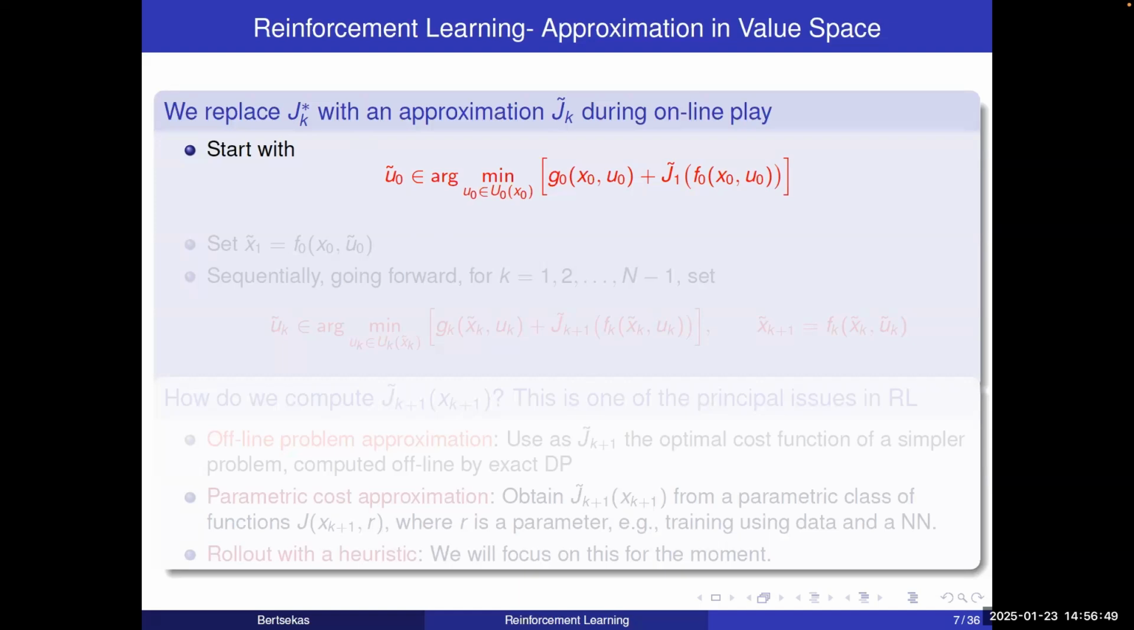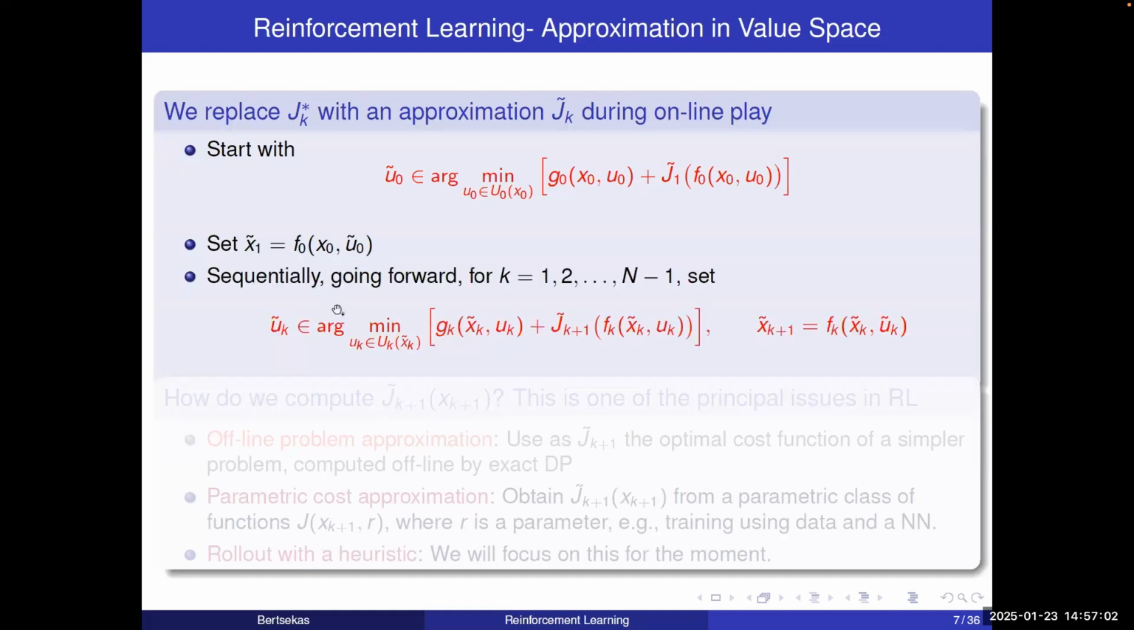So once we have these J tildes, we compute the first control. That gives us the next state by this system equation. Then we compute the next control, U tilde 1, and so on, going forward all the way to the last time period, with the states generated according to this. The X tildes are a suboptimal trajectory. The U tildes are a suboptimal sequence corresponding to the J tildes that approximation in value space gave us.